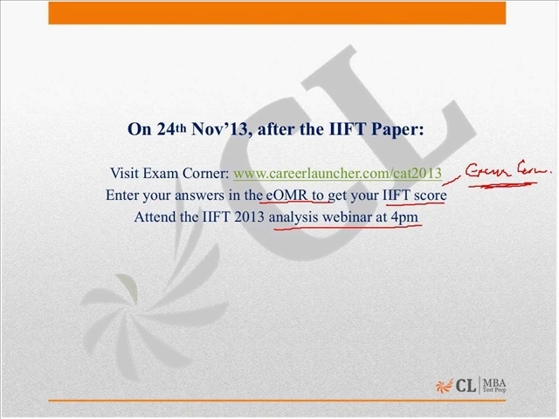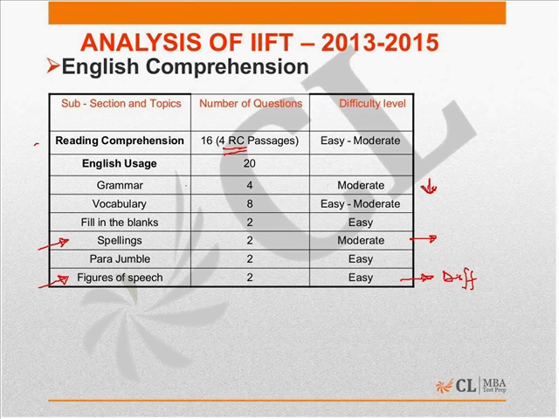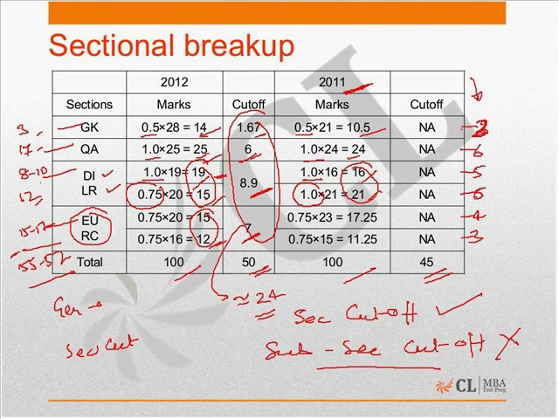What should be the number of RCs to be attempted? As I said, 2, maximum of 3 RCs in 15 minutes. Most of us will do 2 in 15 minutes. Some of you who are very strong in RC will be able to do an RC passage in 5 minutes, so 3 passages is what you will then be able to do.